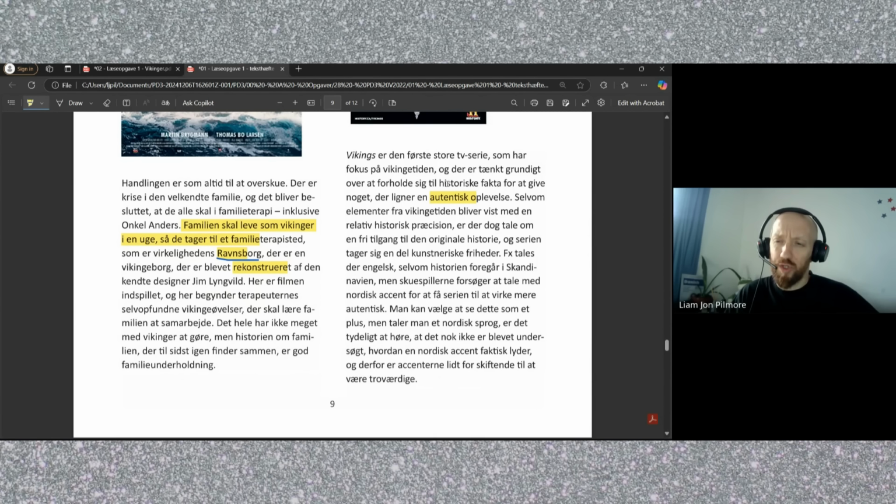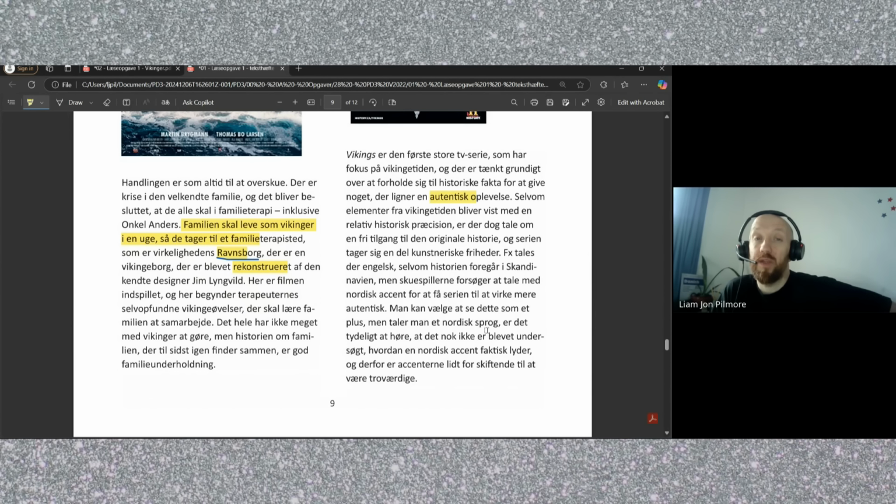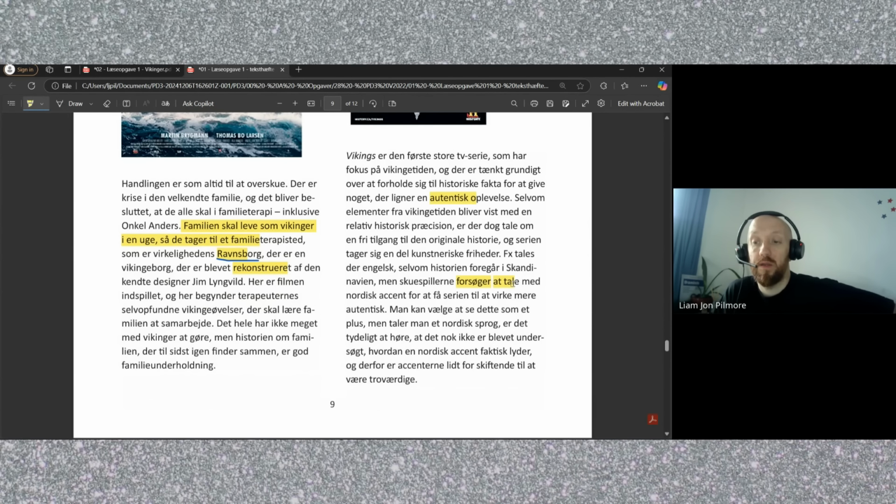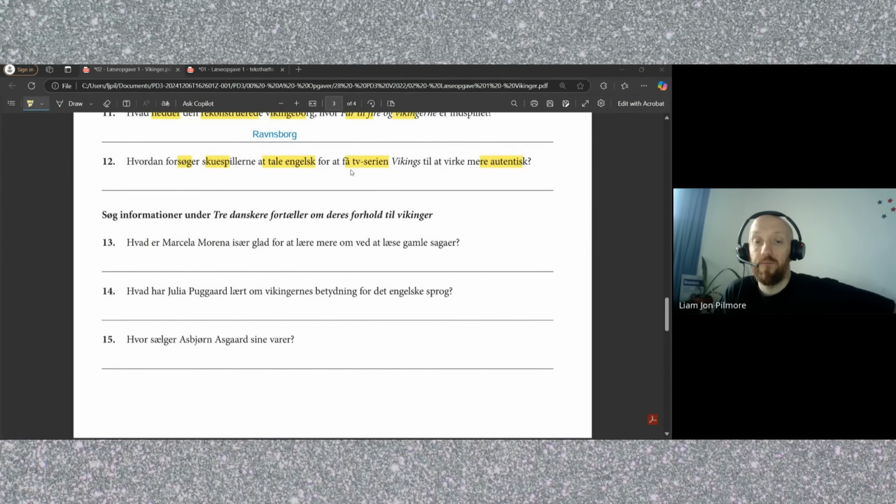Ikke også? Det er tænkt grundigt over at forholde sig til historiske fakta for at give noget, der ligner en autentisk oplevelse. Okay, but there's nothing here about speaking English, so I need to continue. I cannot see the word English. But I can see another word that we had in our question, which was forsøger at tale. We go back to the question. Hvordan forsøger skuespillerne at tale engelsk for at få det til at virke mere autentisk?